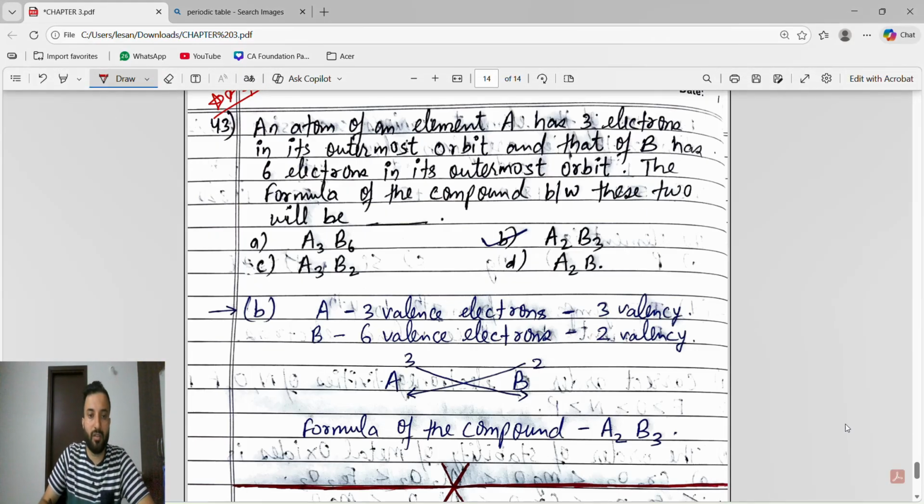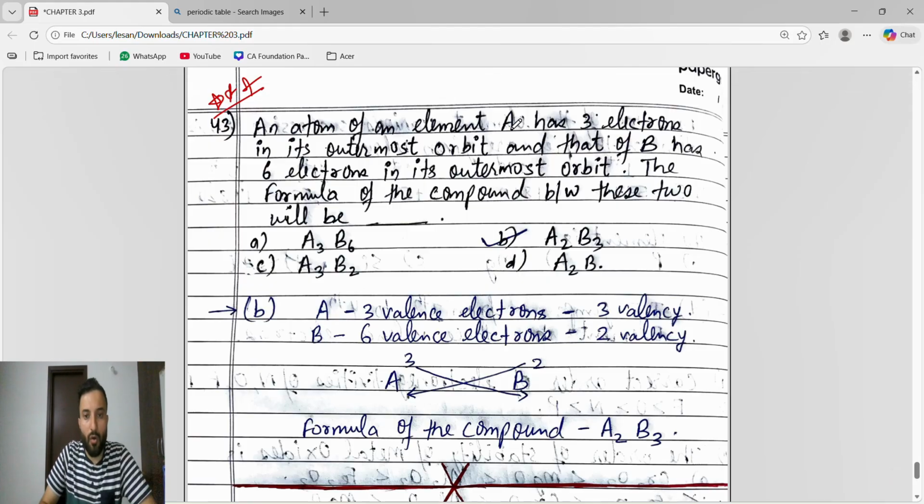This type of question they will ask in the examination. Very important, guys. Very important. And very easy also. See, an atom of element A has 3 electrons in its outermost orbit. The element is having how many valence electrons? 3 valence electrons. Correct? Because they said element A has 3 electrons in the outermost orbit. Outermost orbit means valence electrons. So A is having 3 valence electrons. And that of B has 6 electrons in its outermost orbit. So 6 electrons in its outermost orbit means 6 valence electrons. So B is having 6 valence electrons.